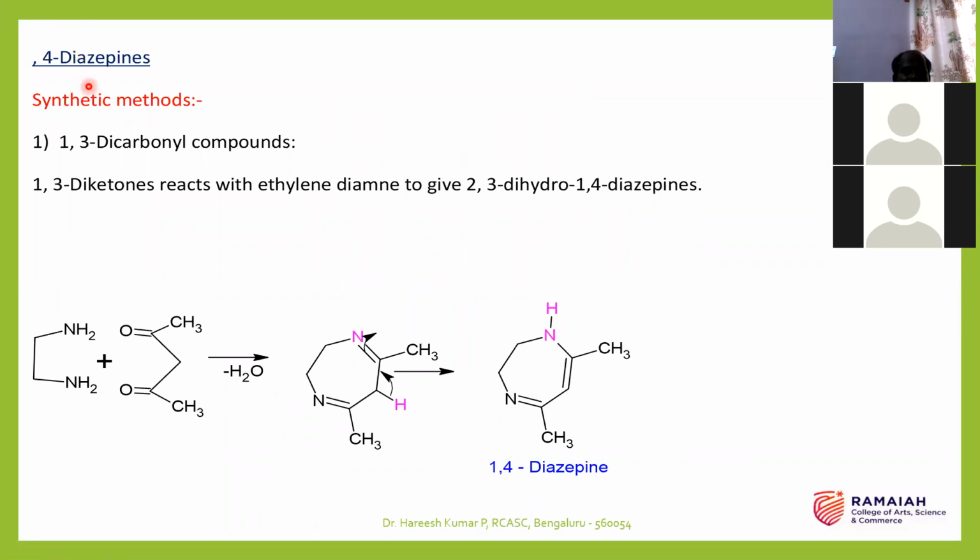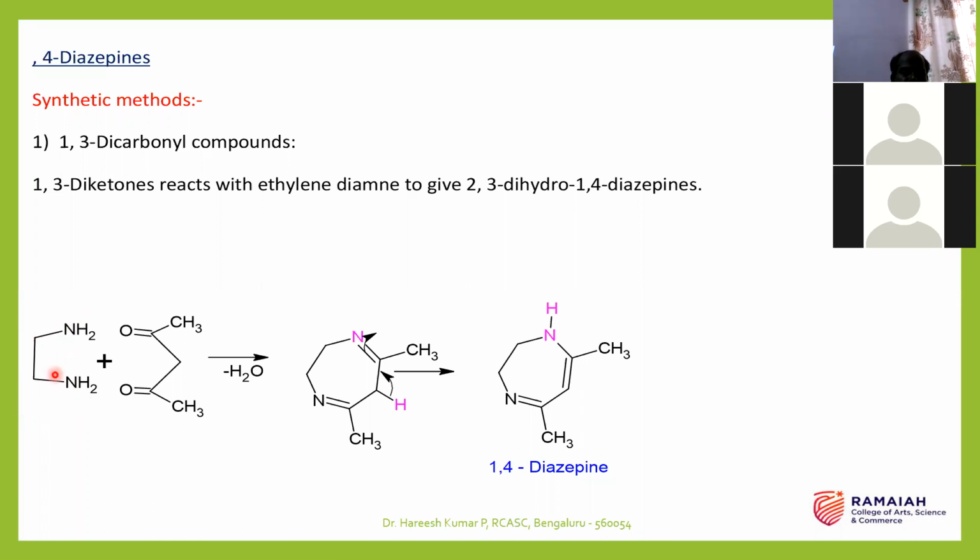Now we are discussing 1,4-diazepine. 1,4-diazepine means the nitrogens are at the 1,4 positions. So this is 1, 2, 3, 4, the fourth position. This 1,4-diazepine can be synthesized, prepared, or manufactured starting from 1, 4. Okay, this is 1, 2, 3, 4.